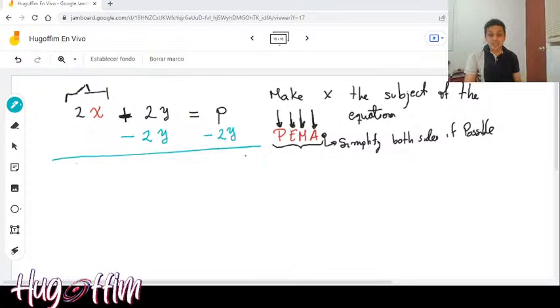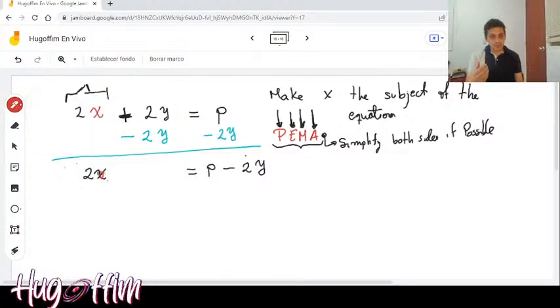Now, what is tricky in this case? What is tricky is that these aren't like terms. So maybe you will try to combine them, but you cannot because they are not like terms. You have to leave the expression as p minus 2y. After this first part, I have finished addition and subtraction. Now I'm going to the next step.